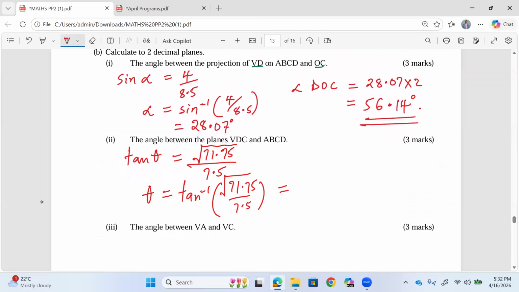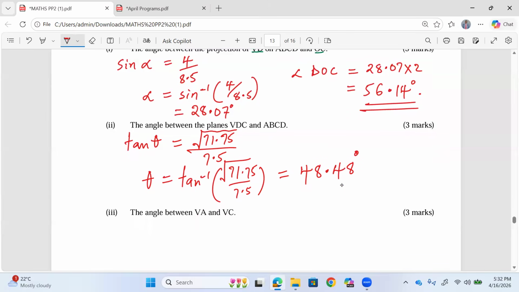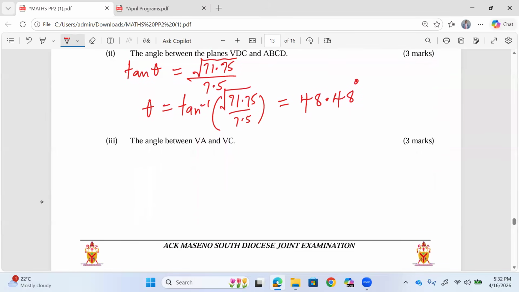So square root out of 7.5, then shift tan, 48.48. These are degrees. So that is the angle. That is now the angle.